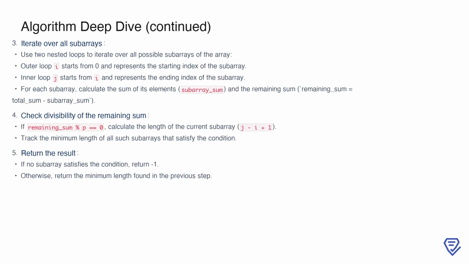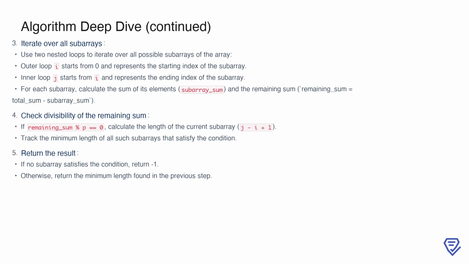To find such a subarray, we need to iterate over all possible subarrays of the given array. This can be achieved by using two nested loops. The outer loop, represented by i, marks the starting index of the subarray, while the inner loop, represented by j, marks the ending index. For each of these subarrays, we calculate the sum of the subarray, which we call subarray_sum. Then, we determine the remaining sum by subtracting subarray_sum from total_sum, giving us remaining_sum. The next step is to check if this remaining_sum is divisible by p.